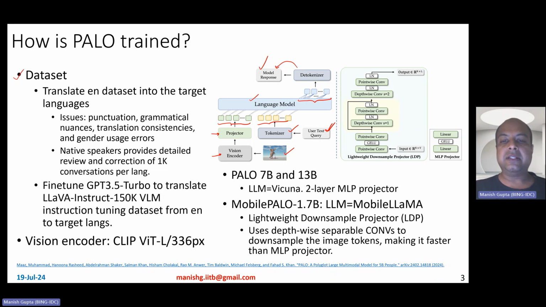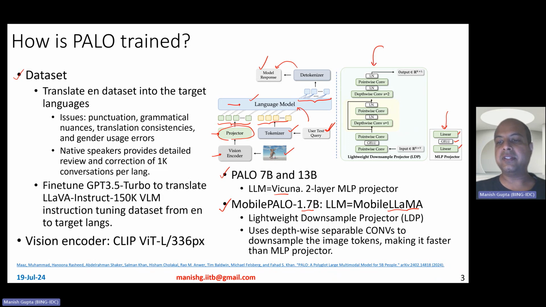Now, in PALO 7 billion and 13 billion, the large language model is Vicuna, and they use a standard two-layer MLP projector, which has two MLP layers with the GELU activation in between. But for MobilePALO, which is 1.7 billion parameters, you want it to be much more efficient and small in size. So the LLM which is used is MobileLLaMA, which is very small. And then the projector which is used is this one.